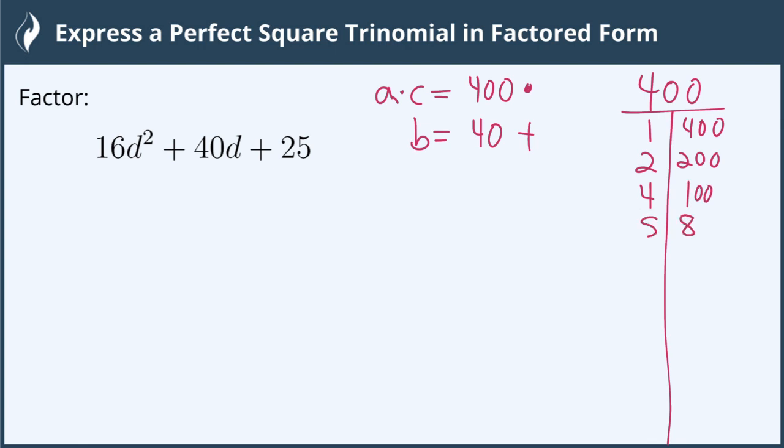5 times 80. 6 does not work, so we skip it. 7 does not work, so we skip it. 8 is going to be multiplied by 50. 9 doesn't work. 10 is going to be multiplied by 40. 11 doesn't work. 12 doesn't work. 13 doesn't work. 14 doesn't work. 15 doesn't work. None of those work.